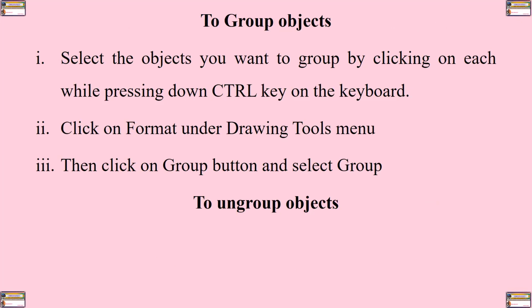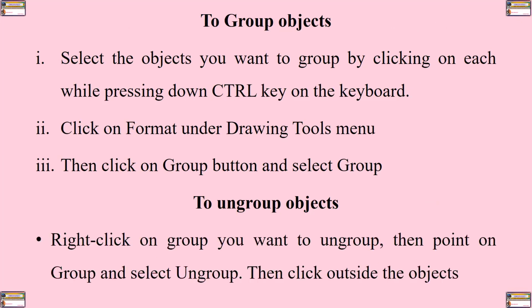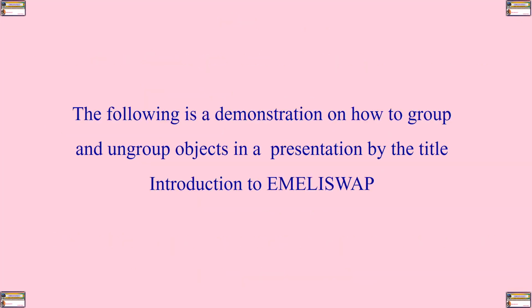To ungroup objects, you right-click on the group you want to ungroup, then point on Group and select Ungroup. Then click outside the objects. The following is therefore a demonstration on how to group and ungroup objects in a presentation by the title Introduction to ML Swap.